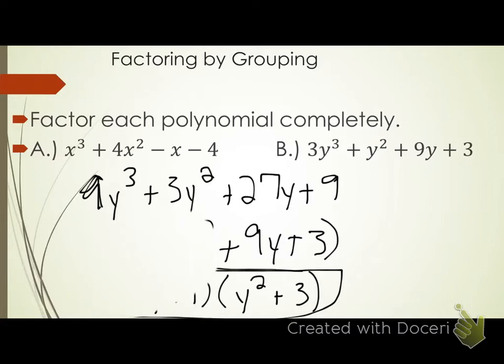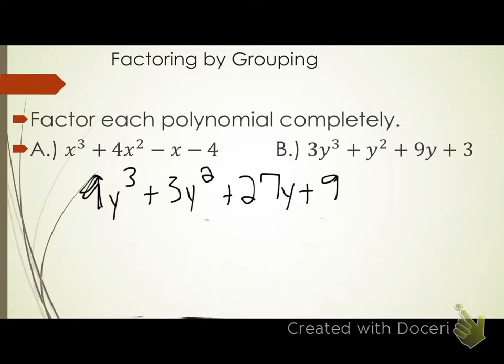What if I made this... Now what's their GCF? 3y. So I'd have to factor out my 3y first, and then factor by grouping. I would have to include that 3y at the beginning, though. Does everyone see that? Yes.